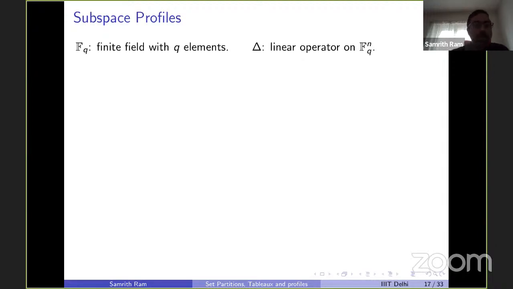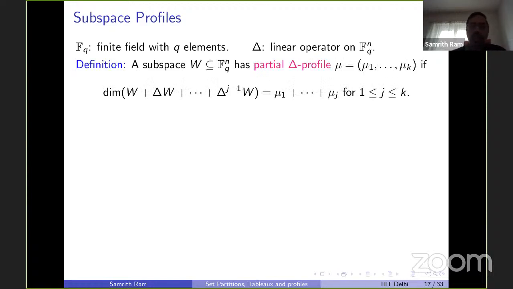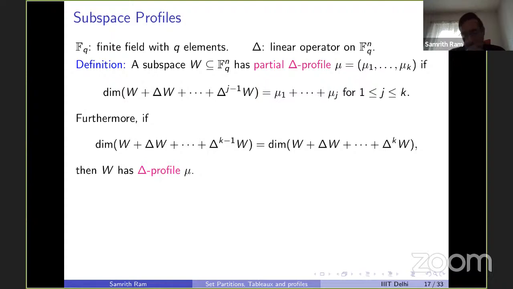All right, so let me define subspace profiles. To look at another interpretation of these B_lambda(q)s over finite fields, and to also give another interpretation for these q-Stirling numbers over finite fields, we define the subspace profile. So FQ is, as usual, the finite field with q elements, and delta is some linear operator on FQ^n. Let's say that a subspace W has partial delta profile mu_1 up to mu_k if the dimension of W plus delta W all the way up to delta^(j-1) W is given by the sum of the mu_i's, 1 through j, for each j going from 1 to k. In addition, we will say that it's a complete profile, or simply delta profile mu, if those dimensions stabilize at the kth step. In other words, the dimensions are the same.